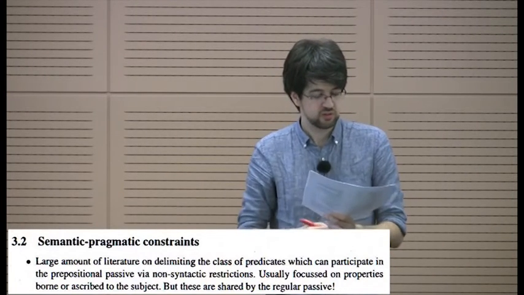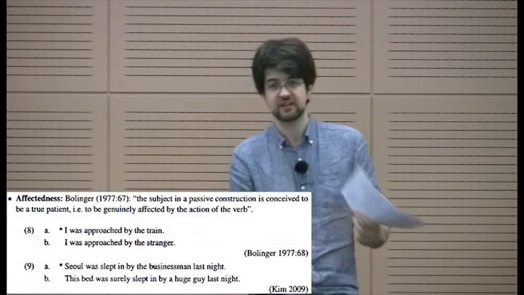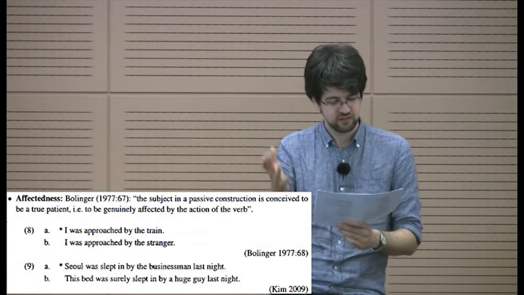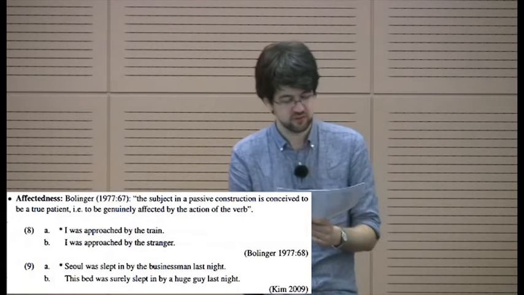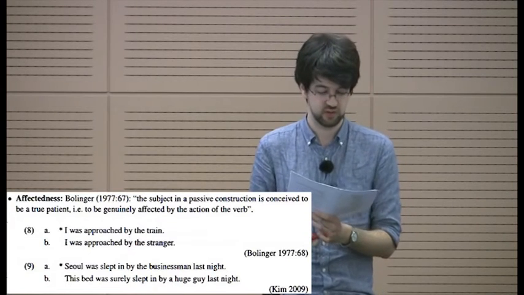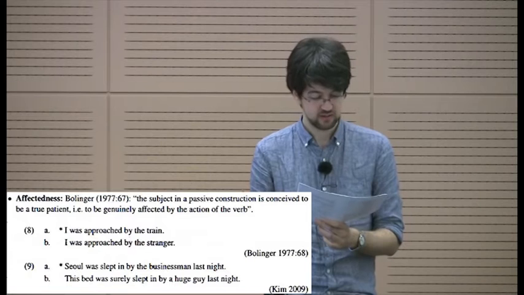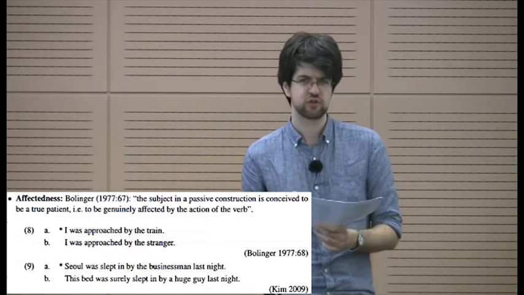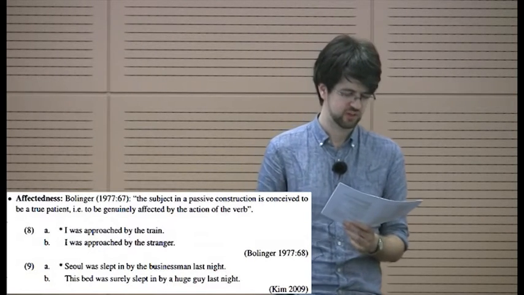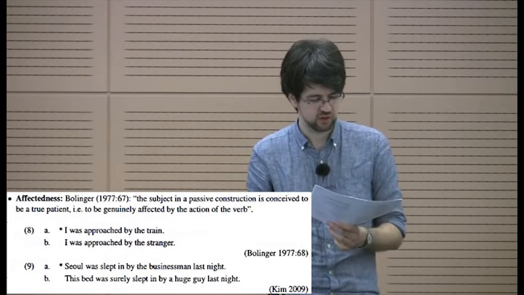So the first, and the big one that people talk about a lot, is what Bolinger called the affectedness condition, where he says the subject in a passive construction is conceived to be a true patient, i.e. to be genuinely affected by the action of the verb. So he has this nice minimal pair in 8, where I was approached by the train is supposed to be bad, whereas I was approached by the stranger is okay. I think I share that judgment.